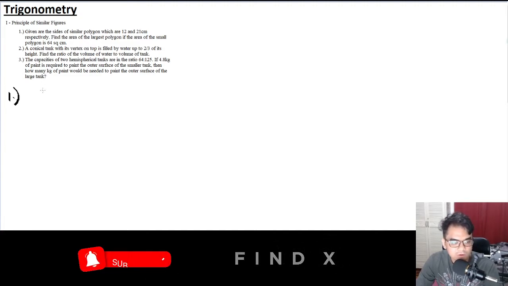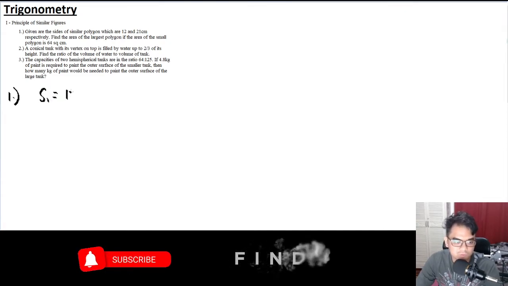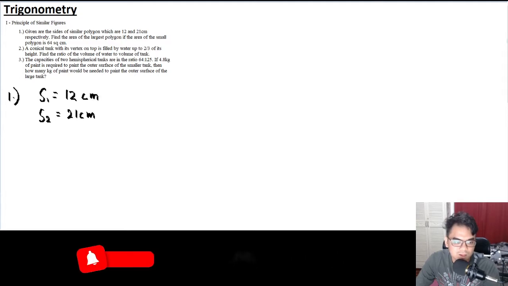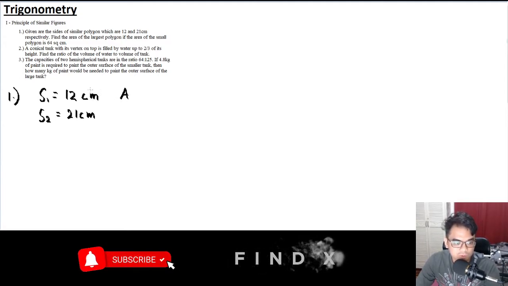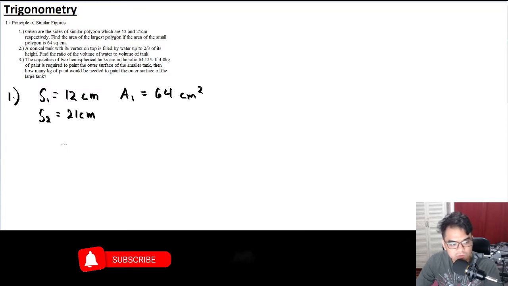So we have S1, that's the first side, which is 12, and then we got S2, which is 21. So this is in centimeters. And then it's said that the area of the small polygon, that will be the area of the 12 centimeter side. So that would be A1 is 64 centimeters squared.